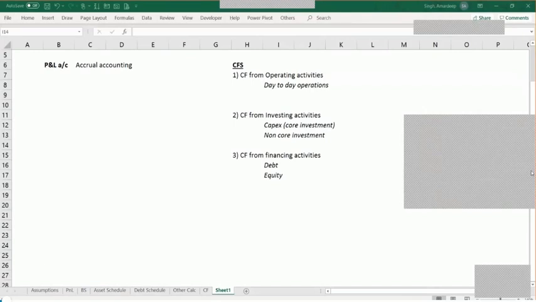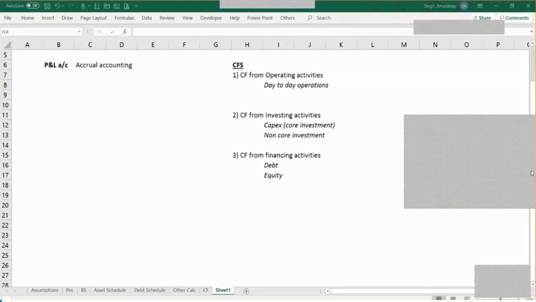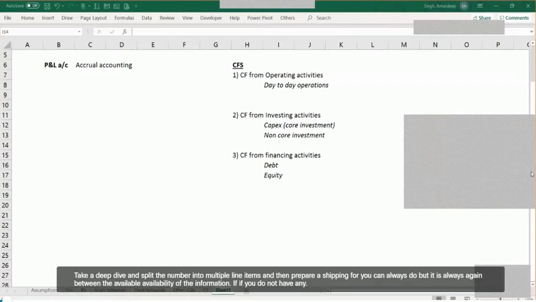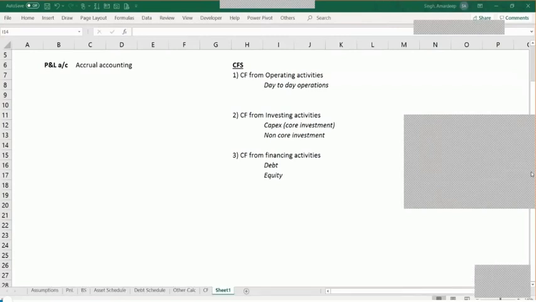So if you're working in the company and you're able to get the result, if you're able to bifurcate between these three items, you can model at that level. See, the point is in a financial model, there is no denying the fact that you can take a deep dive and split a number into multiple line items and then prepare a schedule for it. You can always do that. But it is always a game between the availability of the information with you. If you do not have any information, then how would you be able to project that particular item? So definitely you need to have access to that information, only then you can proceed and create a schedule for it.